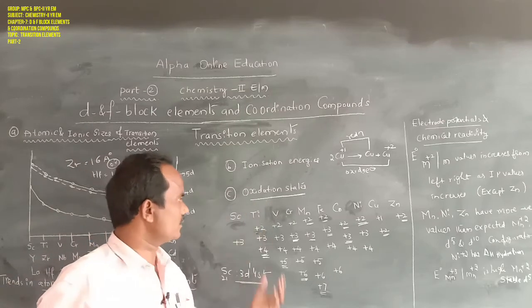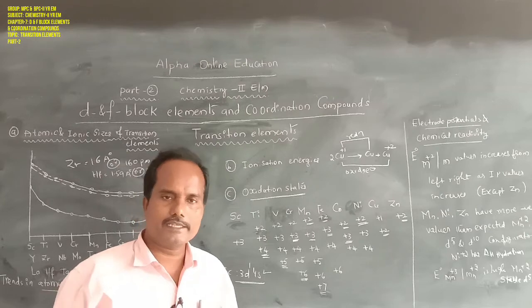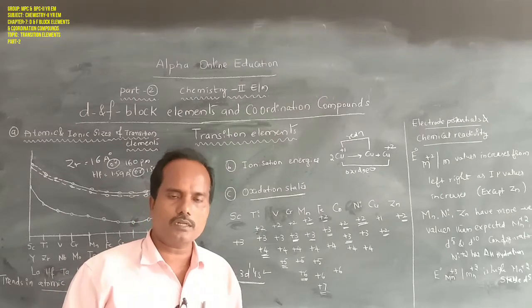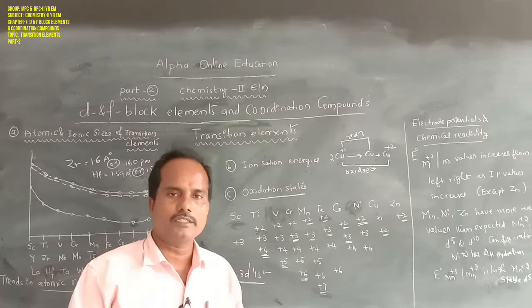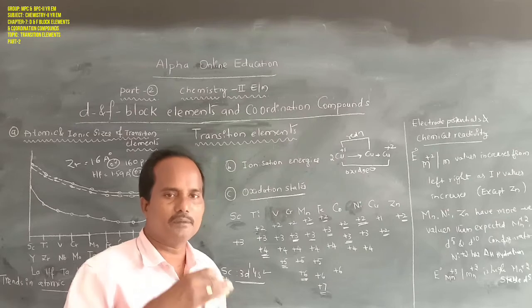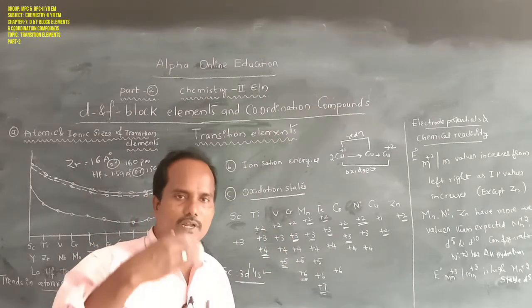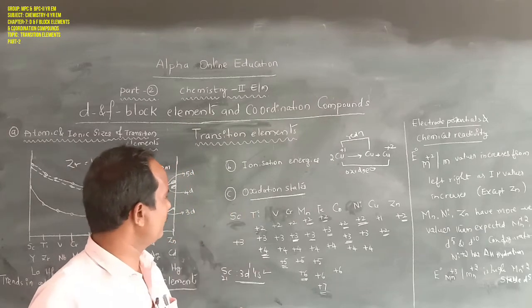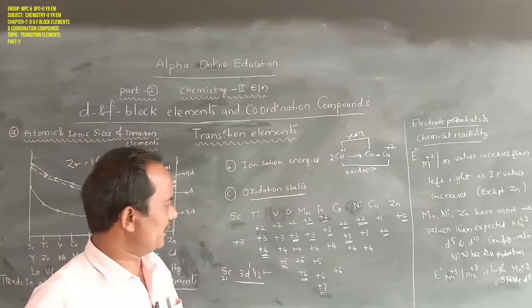Why do transition elements exhibit variable oxidation states? Ns electrons and (n-1)d electrons are both involved in the formation of bonding, or in chemical reactions. That's why they exhibit more than one oxidation state. So this is the reason for the variable oxidation states of transition elements.